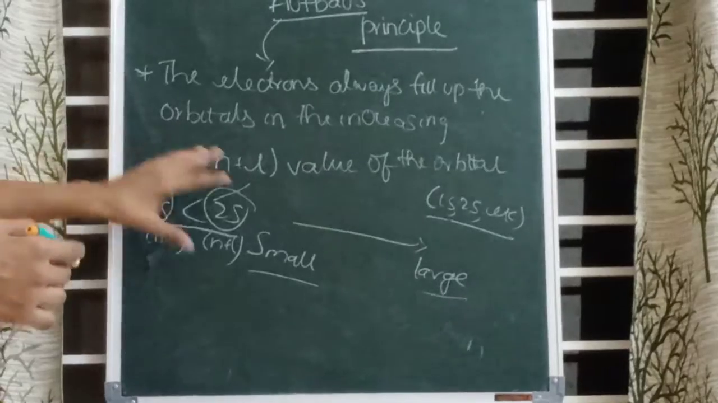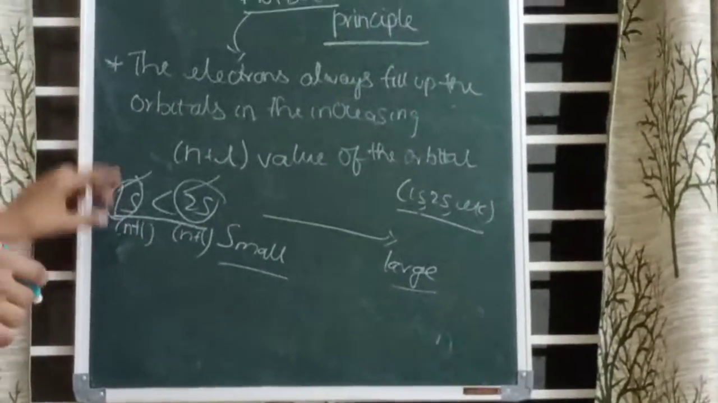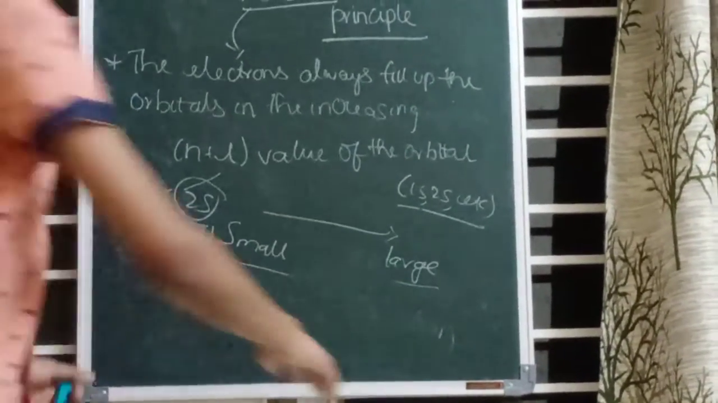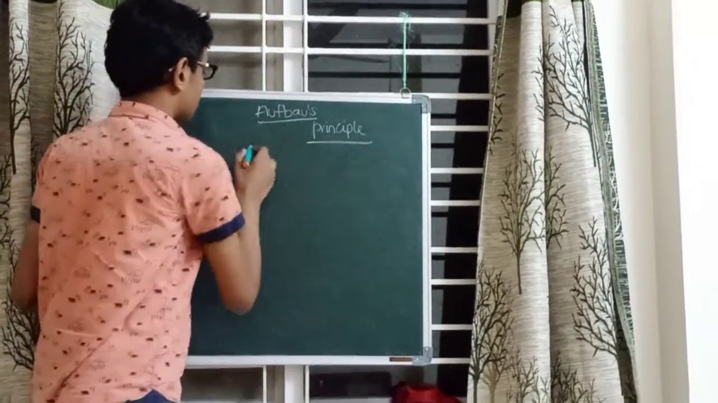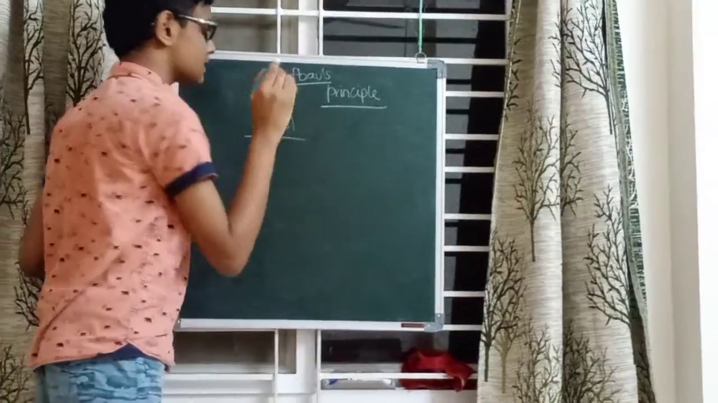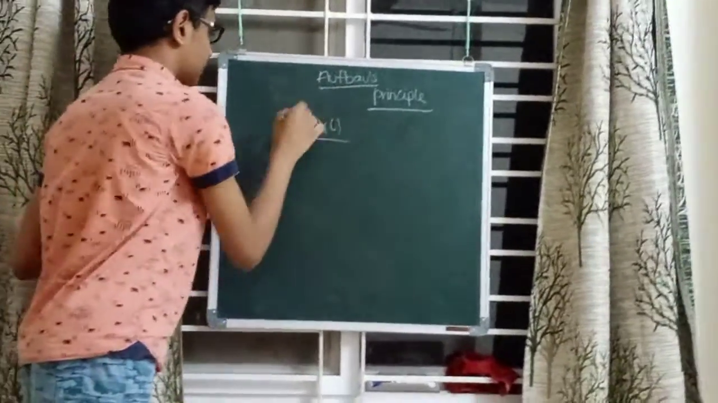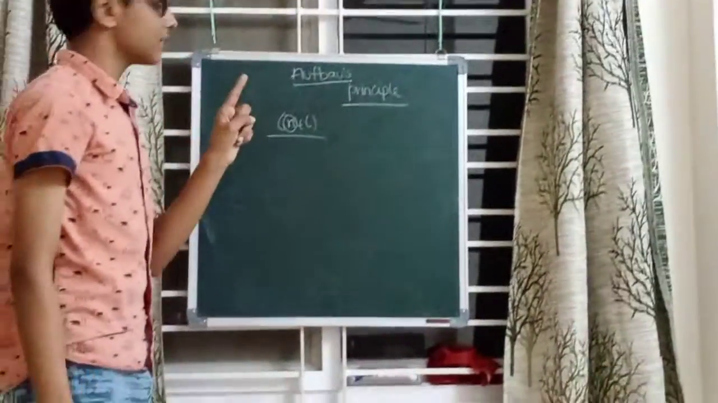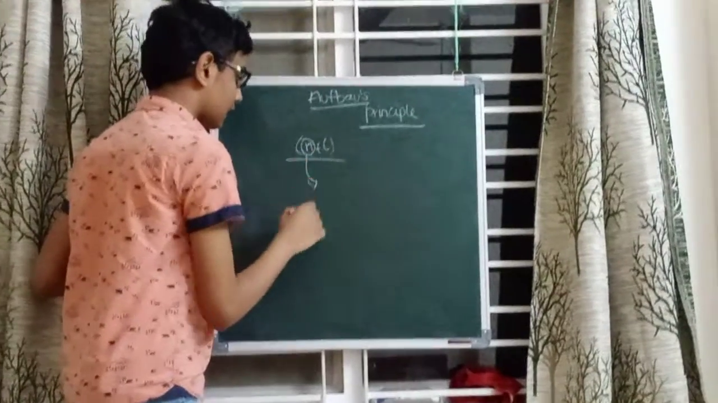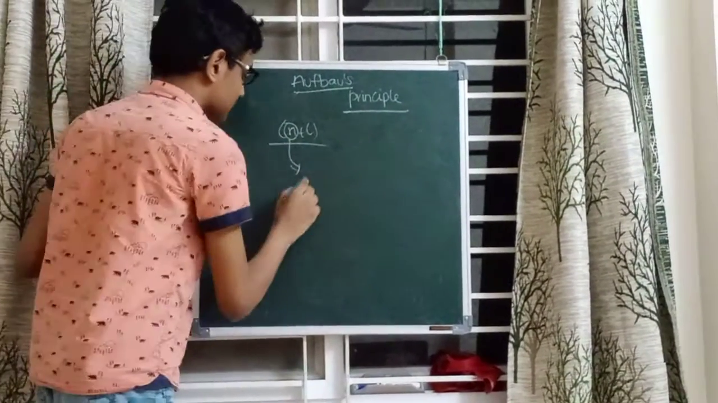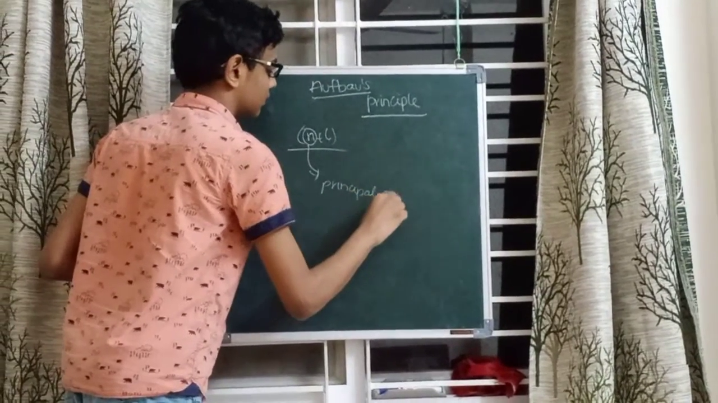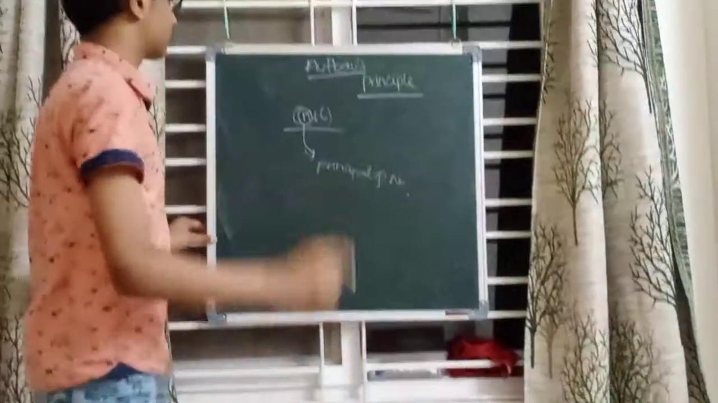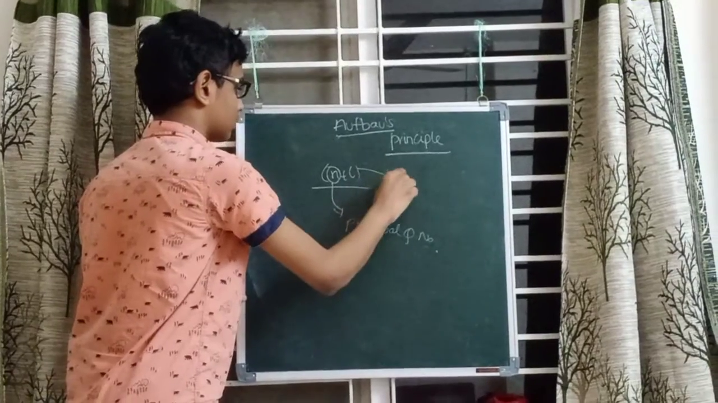Let us find out the n plus L values. What is n? So we are now going to discuss the n plus L value. What is this n plus L value? From the second video, we have learned that the principal quantum number is represented by the letter n, and L is the azimuthal quantum number.